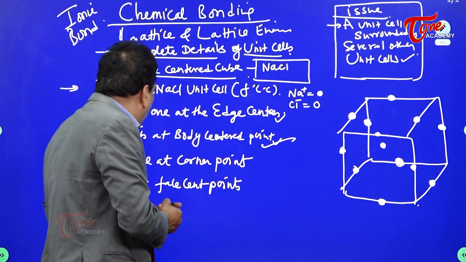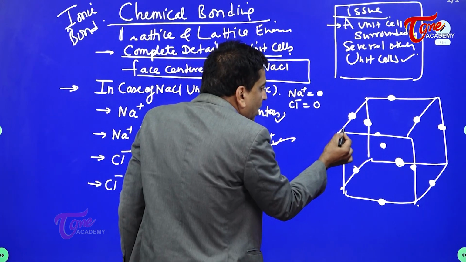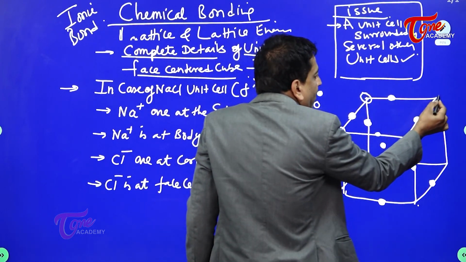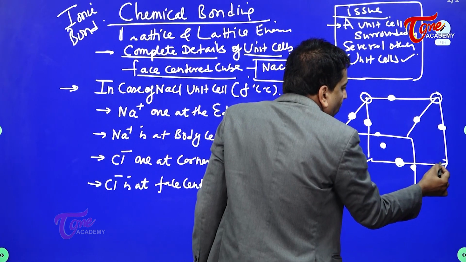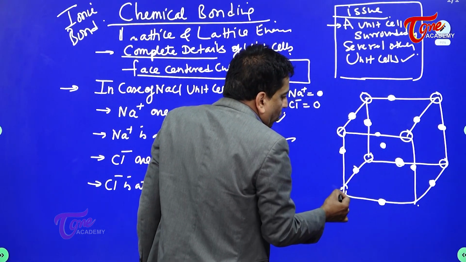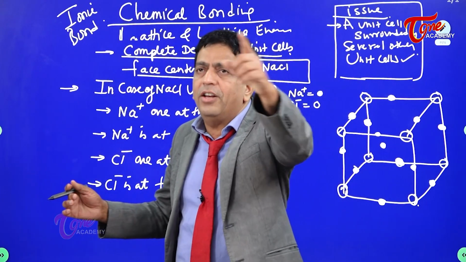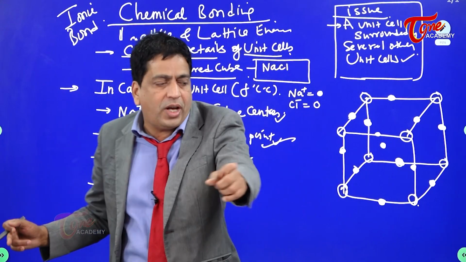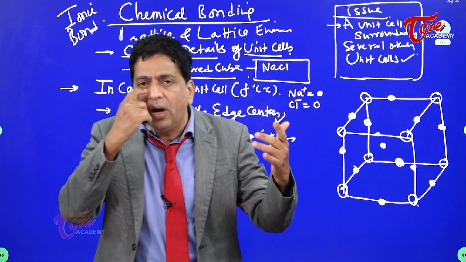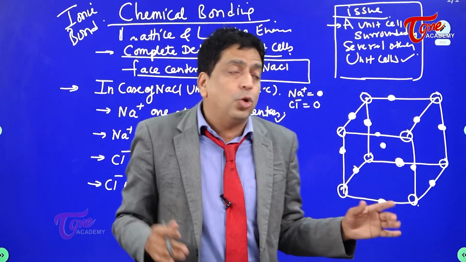And then coming to chlorine ions, they are at the corner points. Now chlorine ions are empty circles. So if I draw an empty circle, this is 1 chlorine, 2, 3, 4, 5, 6, 7, and 8. You have 8 corner points. On the flooring you have 4, and on the ceiling you have 4. So you have a total of 8 corner points. You must understand. So those are the chlorines.